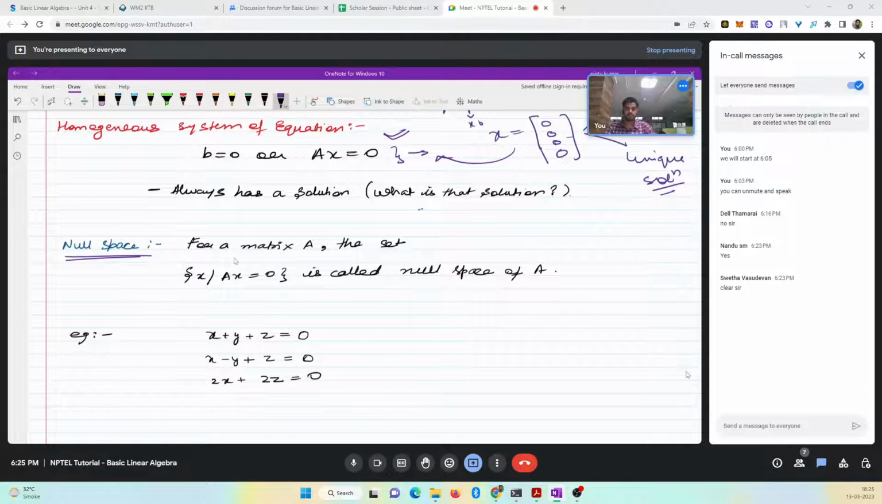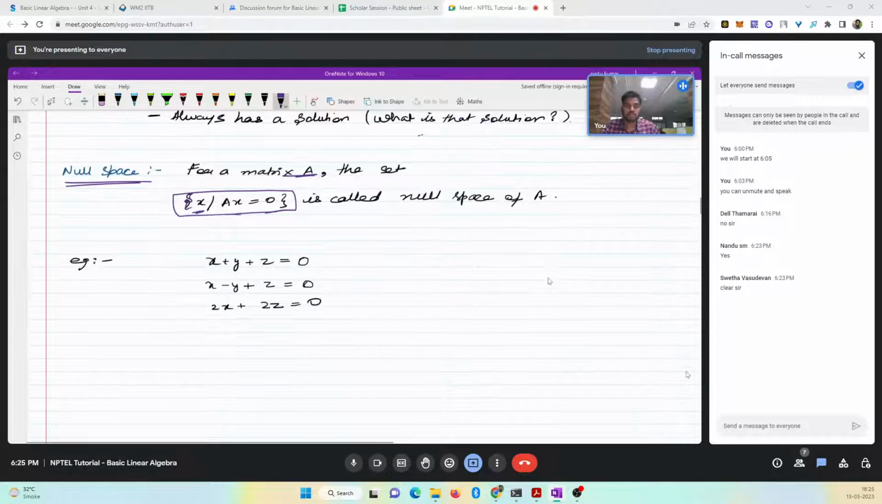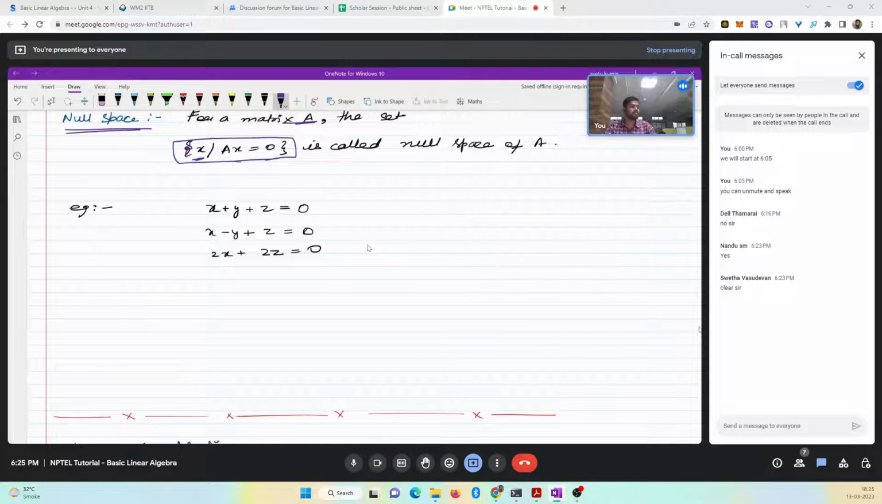Okay. Now, for a matrix A, this is a set that we are defining. This set contains all those elements which satisfy Ax equal to 0. This set that we obtain is called the null space of the matrix A. So let's take an example and try to find its null space.